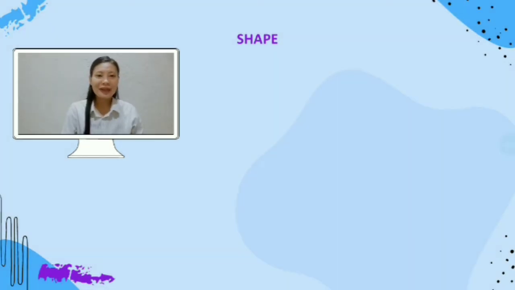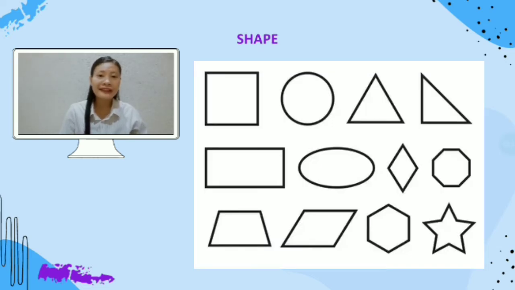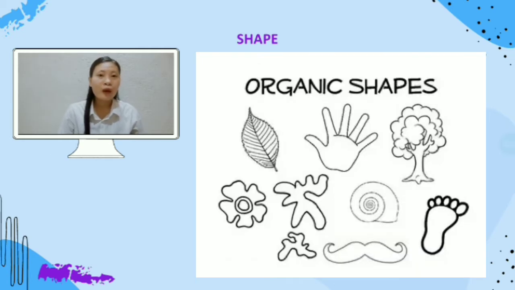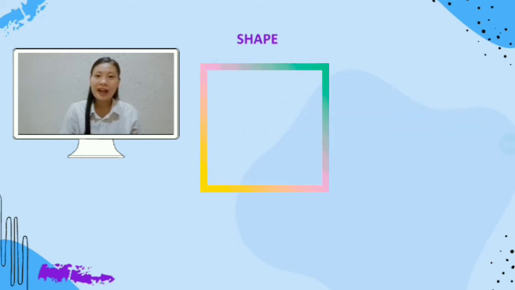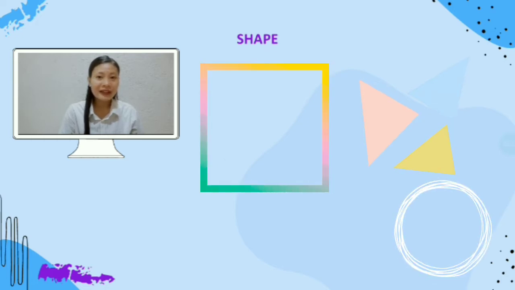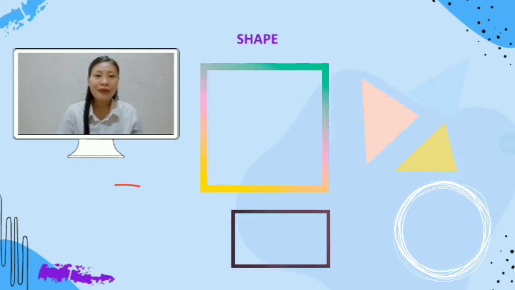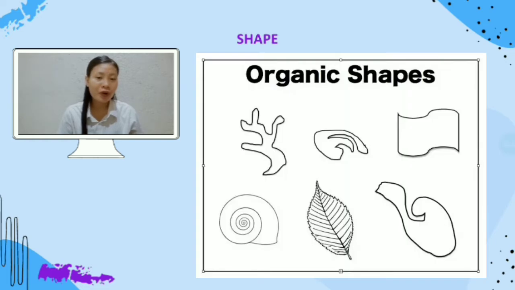The second element of art is shape. Shape is a 2-dimensional flat enclosed area, which means that it only has length and width. When a line crosses itself, it creates a shape. Shapes can be geometric, like square, triangle, circle, rectangle, and oval. And then we have natural or organic shapes, defined as free-form shapes like butterfly, tree, leaf, hand, and feet.